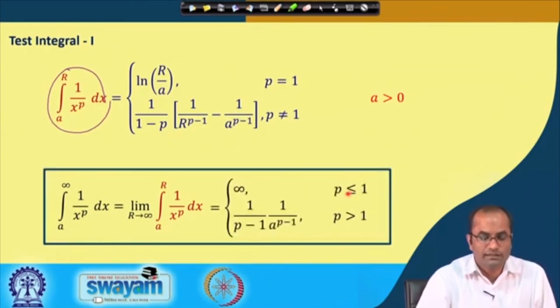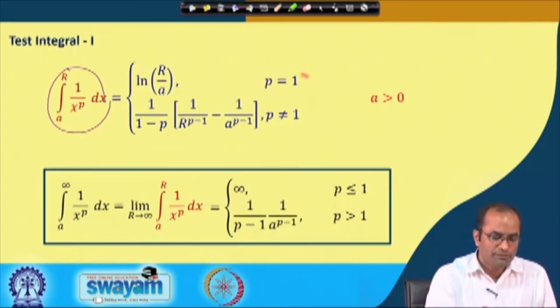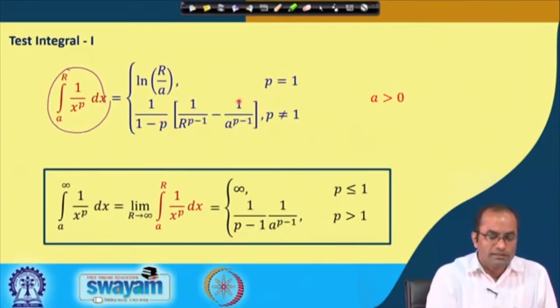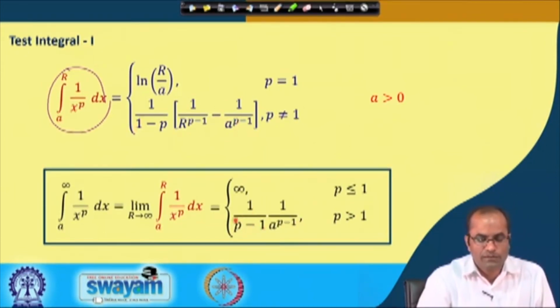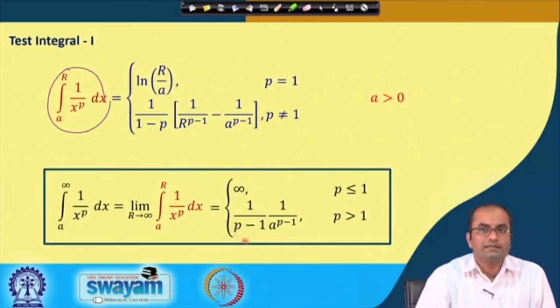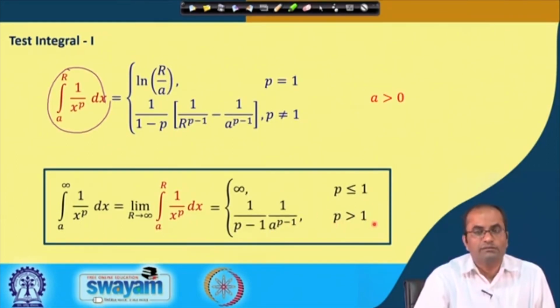When p is less than or equal to 1, the value of this integral is infinity, the integral diverges. And when p is greater than 1, in that case this term will vanish, and we have 1 over a power p minus 1, and this minus sign we have adjusted here to have p minus 1. So, in that case the value is 1 over p minus 1 times 1 over a power p minus 1 for p greater than 1.